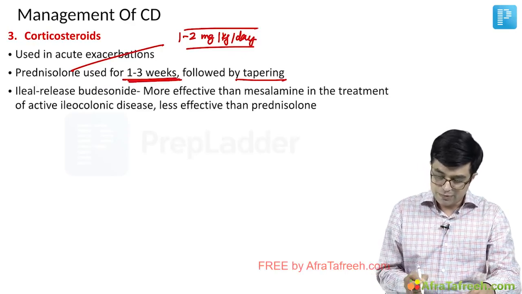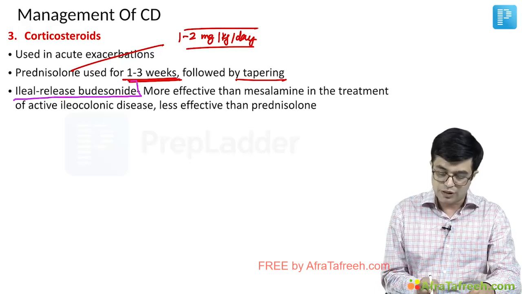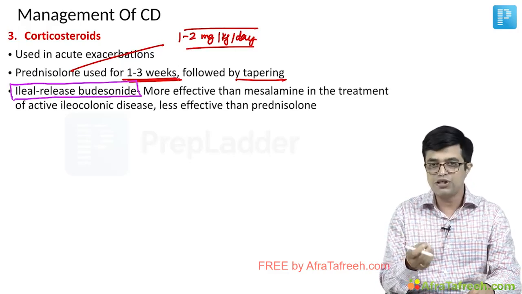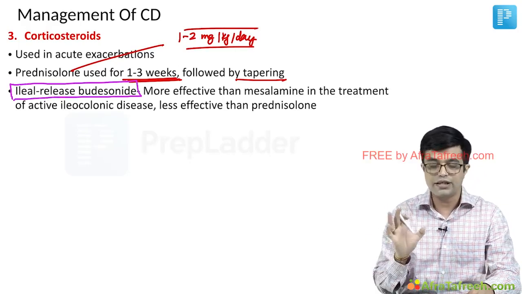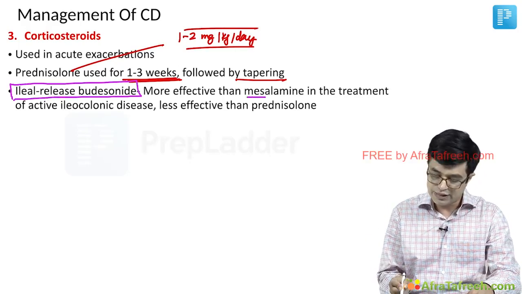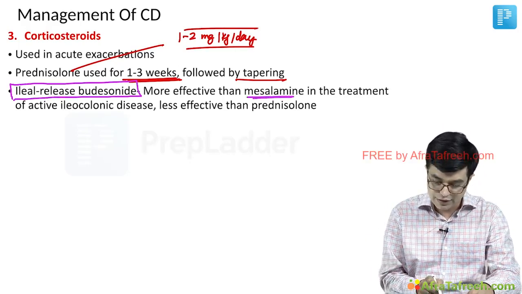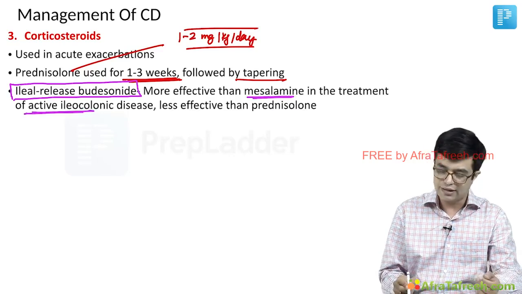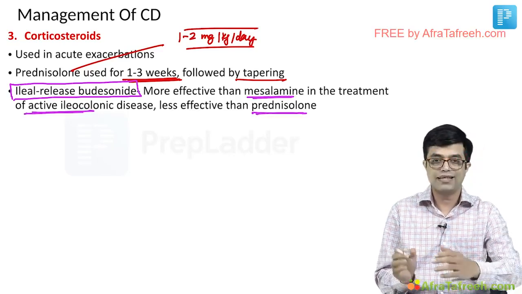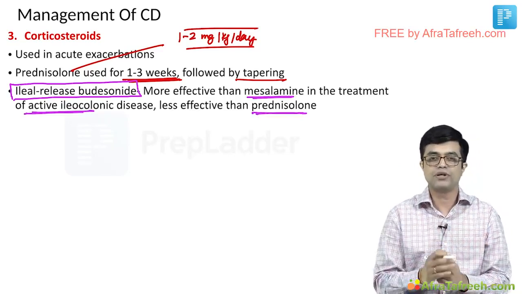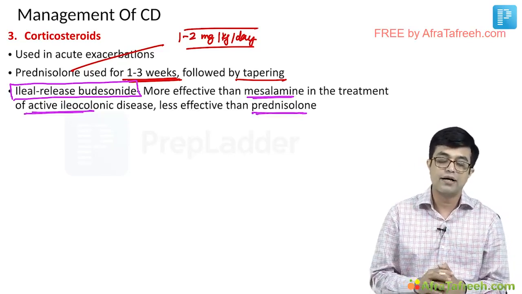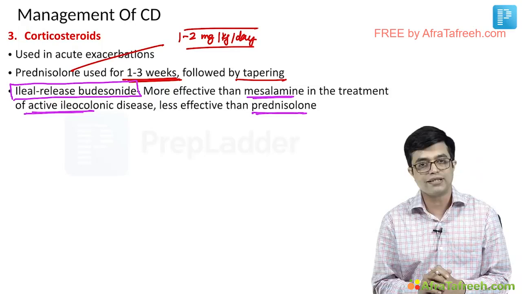There is also a new preparation called ileal release budesonide, special enteric coated forms which release budesonide only on reaching the ileum. They are more effective than mesalamine in the treatment of active ileocolonic disease, but overall they are less effective than prednisolone. But they can be a useful thing because budesonide is relatively better tolerated compared to prednisolone when it comes to steroid side effects.